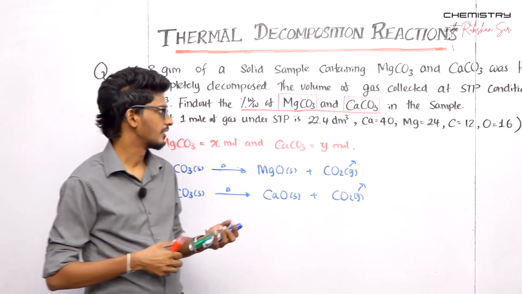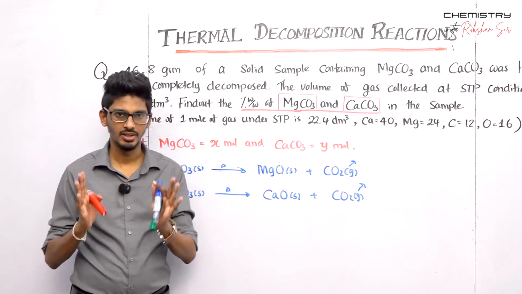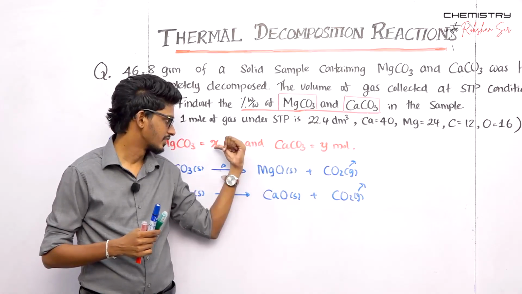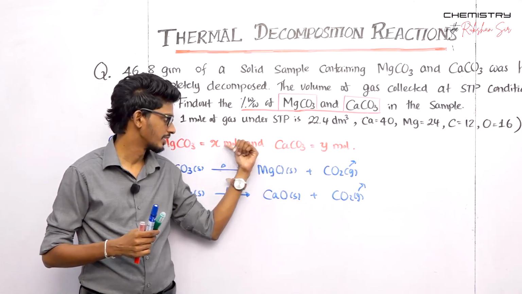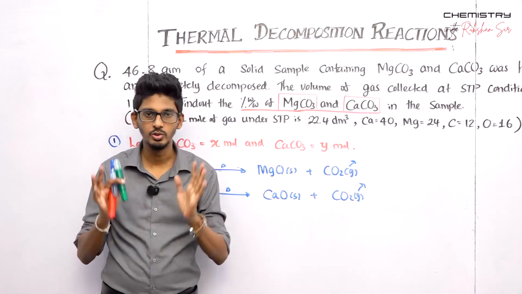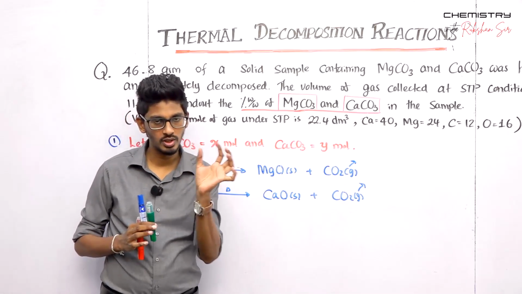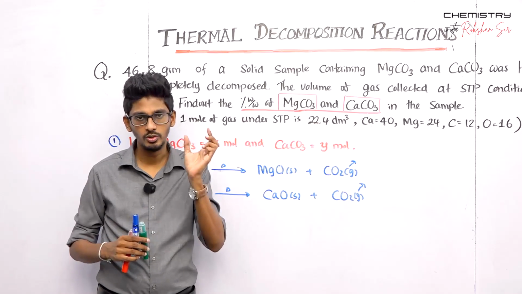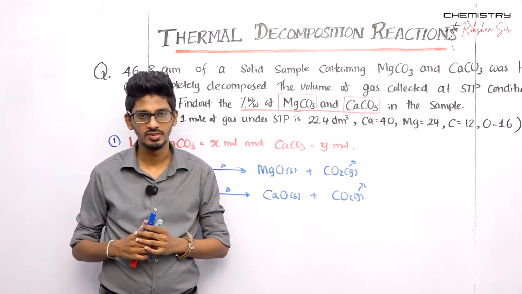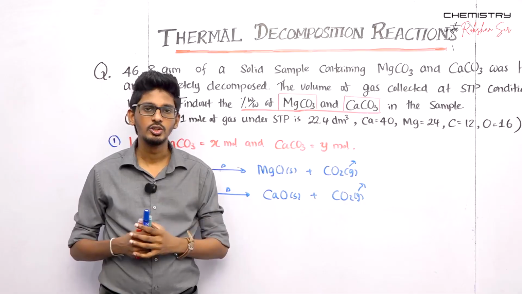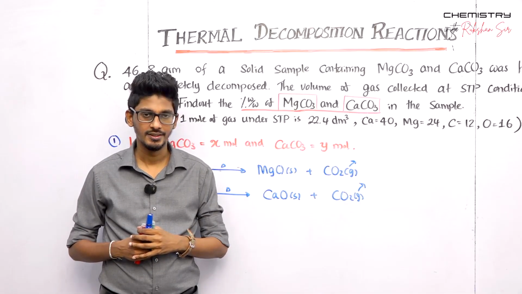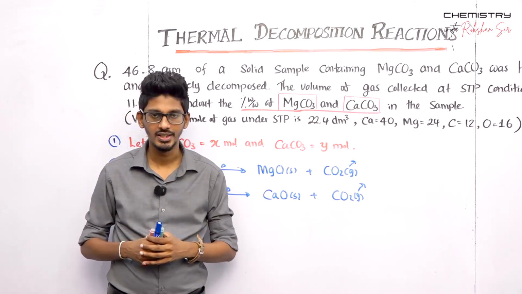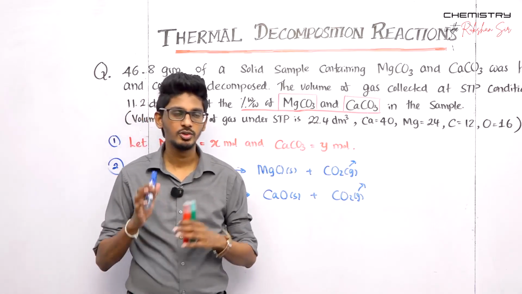Let's see what the two data points appearing here are. Basically, to solve for the two unknowns, you need two simultaneous equations. To come up with those two simultaneous equations, you need to identify two data points, two values they are providing you. Let's try to come up with those two data points.